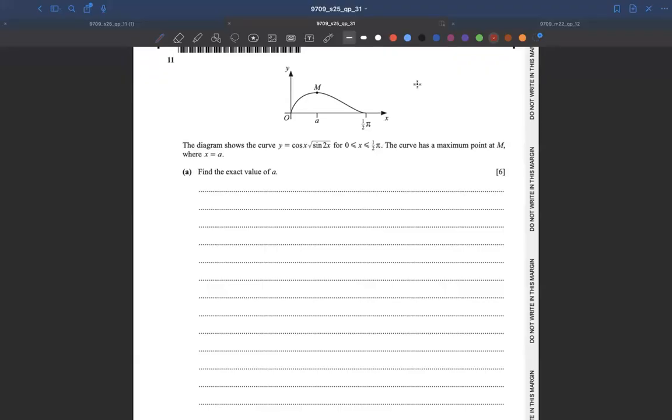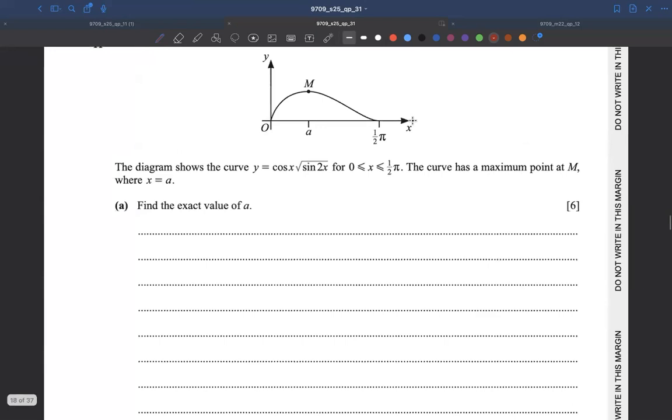In question number 11, the diagram shows the curve y equals cos x root sine 2x for 0 to half pi. The curve has a maximum point at M where x equals a. In part A, we have to find the exact value of a. Now, what we know is that the maximum point means that dy/dx will be equal to 0.